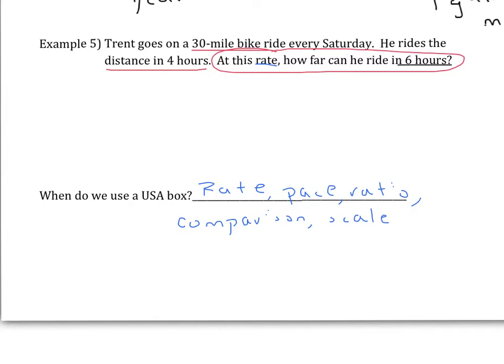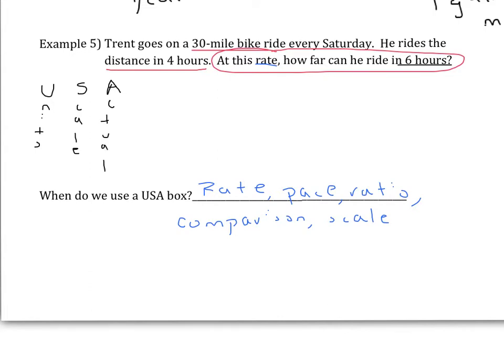So let's first talk about what our USA box is. Our USA box is a way to set up your proportion that allows you to use units to make sure you're getting the right answer. So the USA box stands for this: U stands for units, S stands for scale, and A stands for actual.